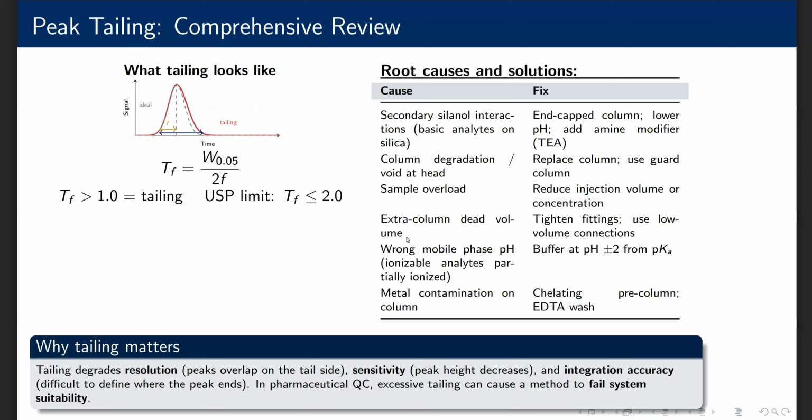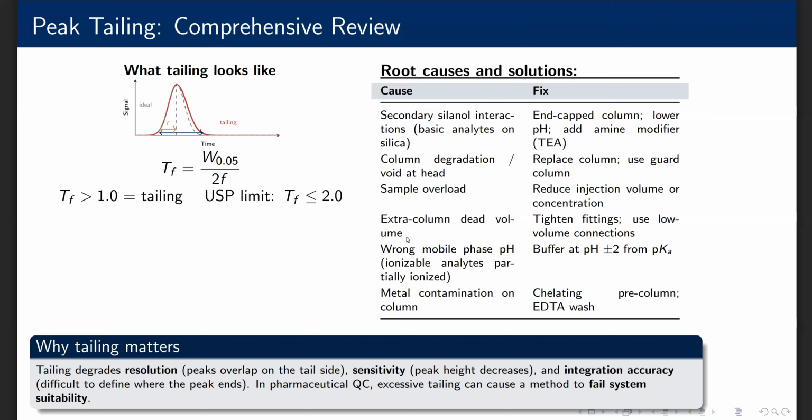The diagram shows a tailing peak in red compared to an ideal Gaussian dashed in gray. The front edge is sharp, but the back edge decays slowly. The tailing factor TF is measured at 5% of the peak height. It is the total width W at 5% divided by twice the front half width F. A perfectly symmetric peak gives TF of 1.0. USP requires TF of 2.0 or less.